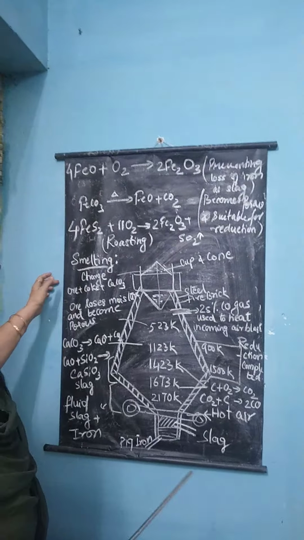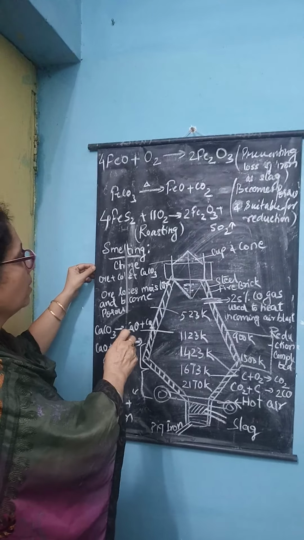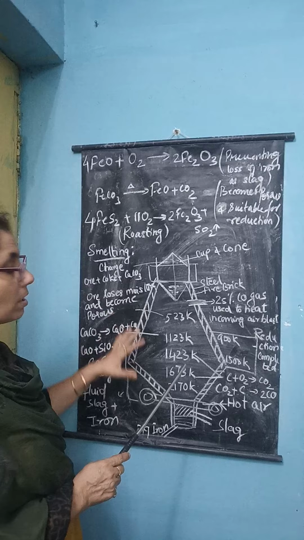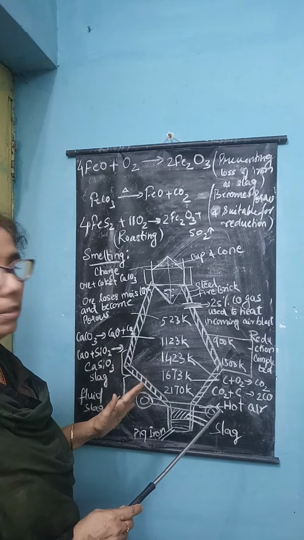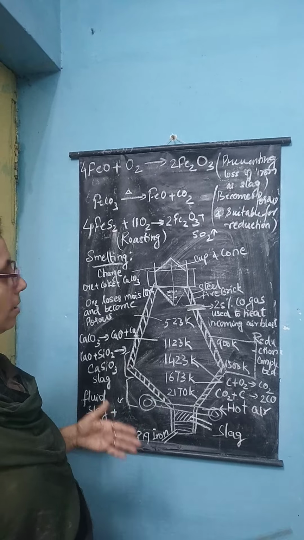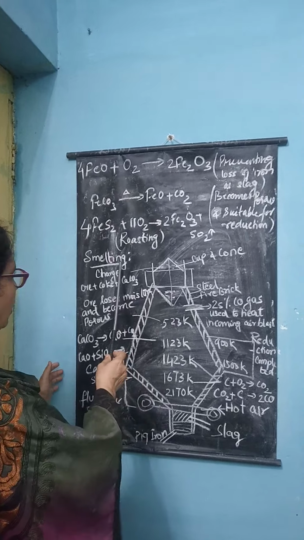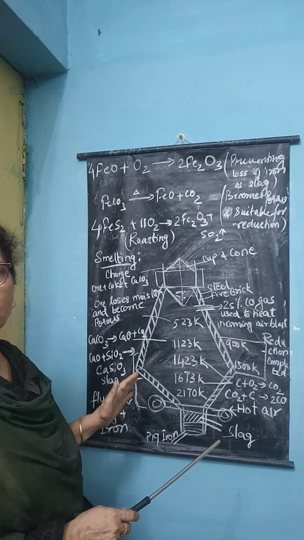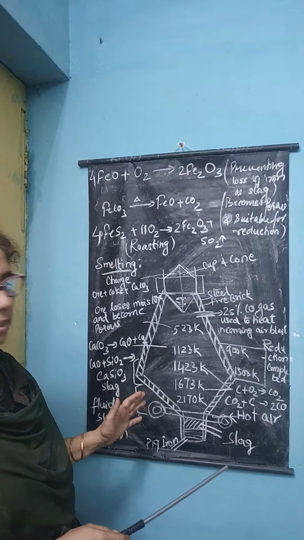The next thing we will do is smelting. Smelting, in the last class we have already studied the definition. That is, the oxide ores treated with carbon to get the metal is known as smelting. The method that is adopted uses the furnace known as the blast furnace. Now we will study the construction of this blast furnace.